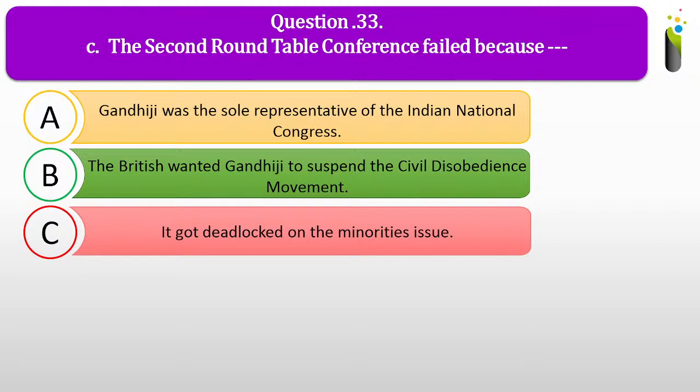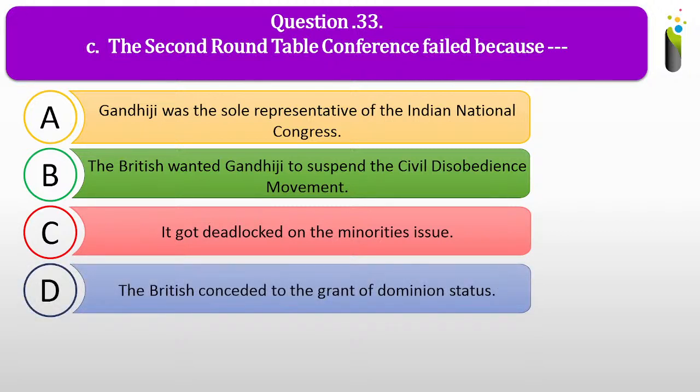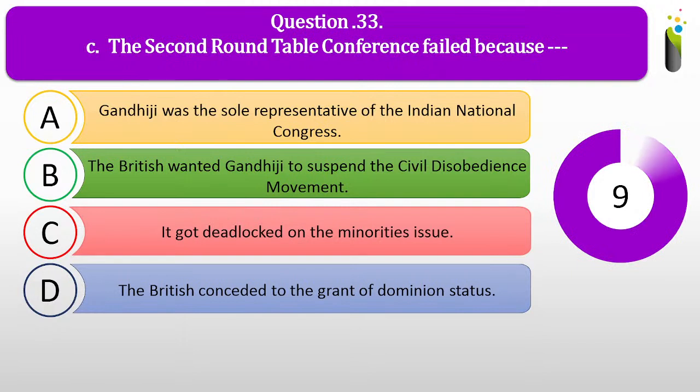Now, Sandeep Sharma, please, Abhi, I will request you only to search it. I would have given you the answer, but to be honest with you, we are running short of time, and the disturbance created by so-called FST Arman is really disturbing me. So we go ahead. C. It got deadlocked on the minorities issues. D. The British conceded to the grant of dominion status.